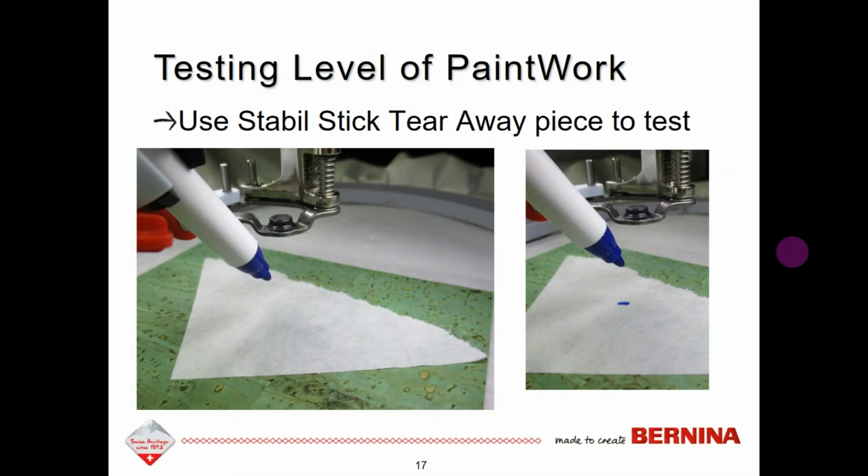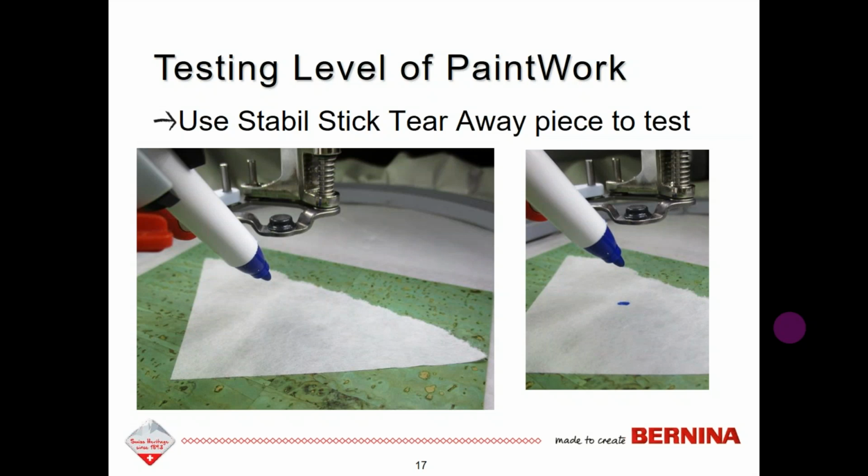It's also a good idea to test the level of the Paintwork pin. So whatever type of fabric you're working on, you can protect that fabric with just a piece of stable stick tearaway that you tear off a corner and lay that over your fabric, and then begin to paint the design. You want the paint pen to just glide nicely over the surface of the fabric. You don't want it digging into the fabric. You don't want the fabric scooting at all. You just want a nice flow of the ink onto the fabric.